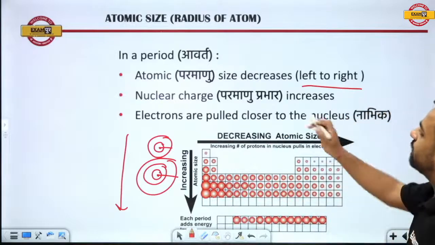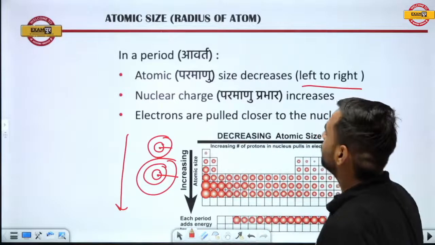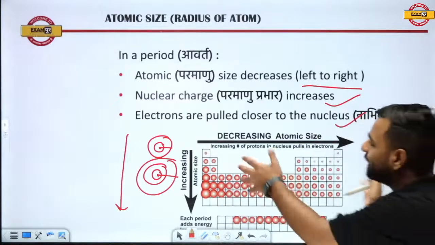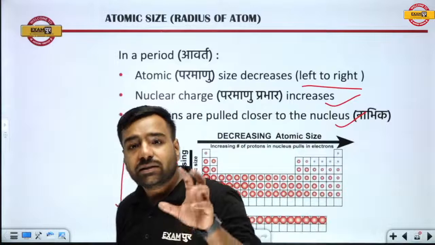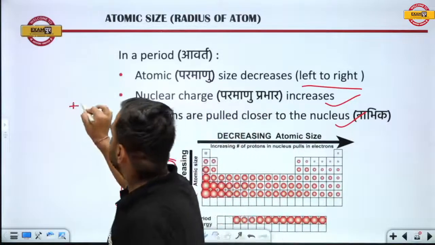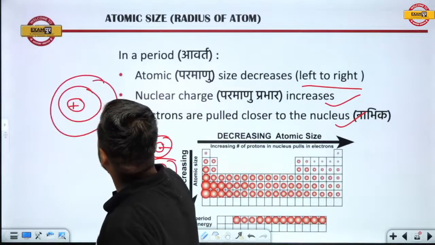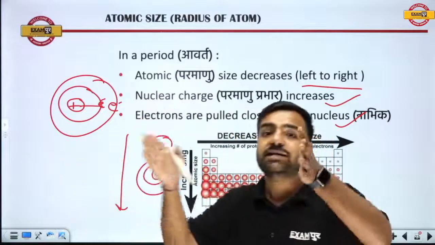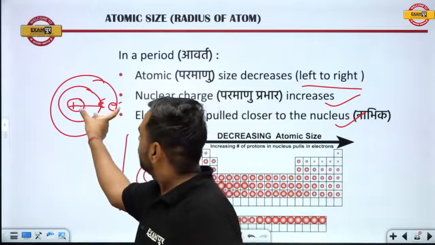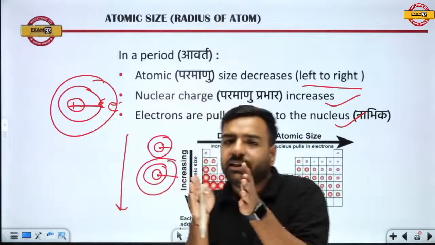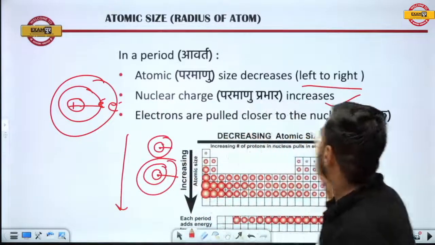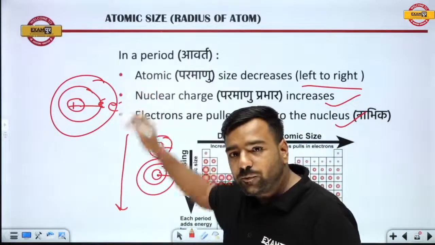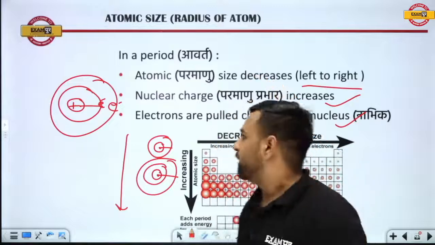So yes, let's have a look. Atomic size decreases from left to right. Nuclear charge increases. Electrons are pulled closer to the nucleus. Now, why is this atomic size actually decreasing? There's a reason behind it. This is because of the presence of this nuclear charge. We know that opposite charges attract each other, right? So they tend to actually attract the electrons. Because of this, from left to right, the atomic size is actually decreasing. But from top to bottom, it actually increases. There's a logic behind it.